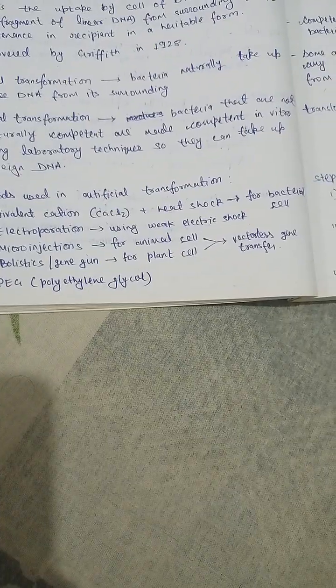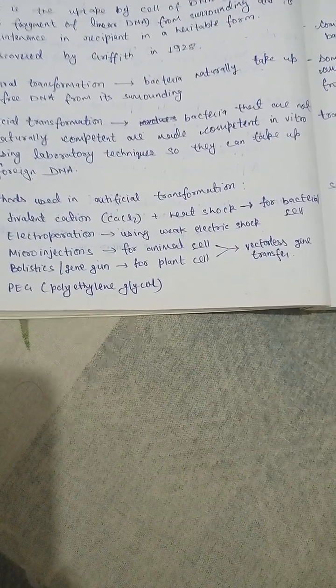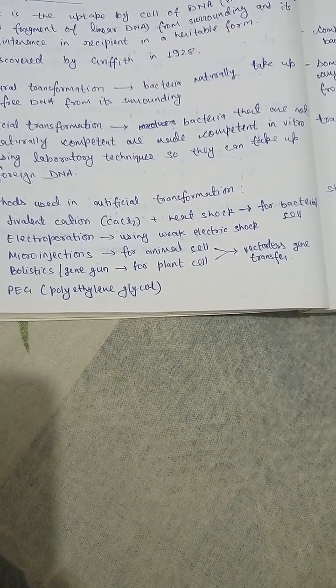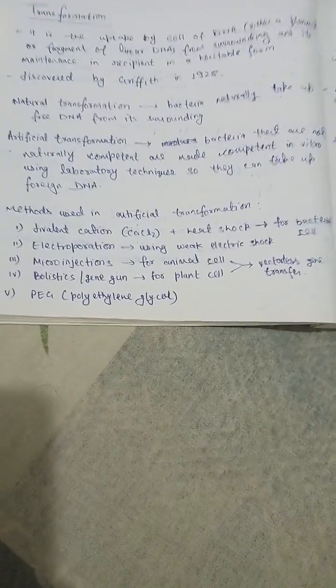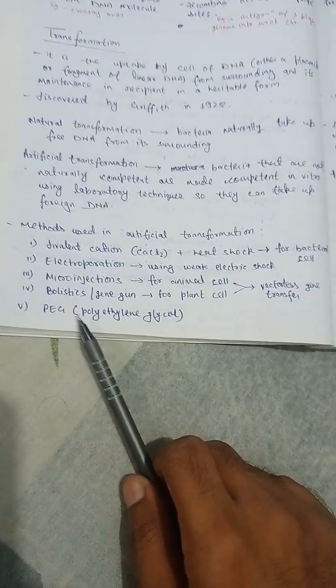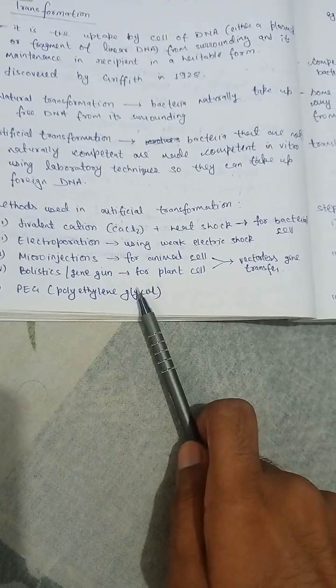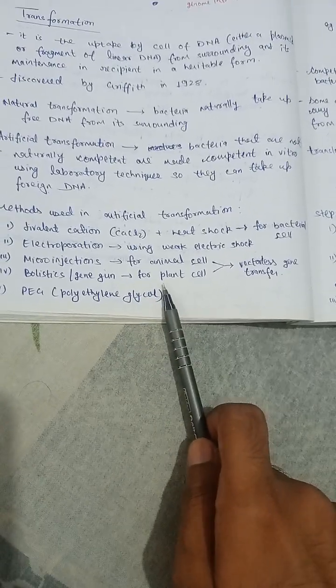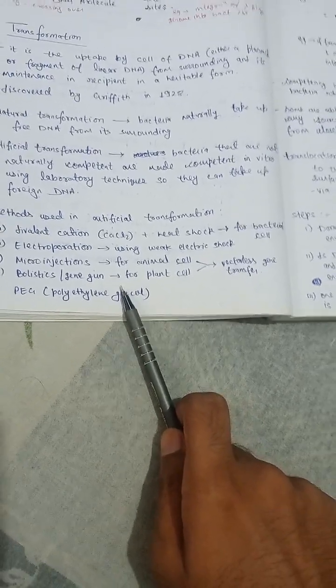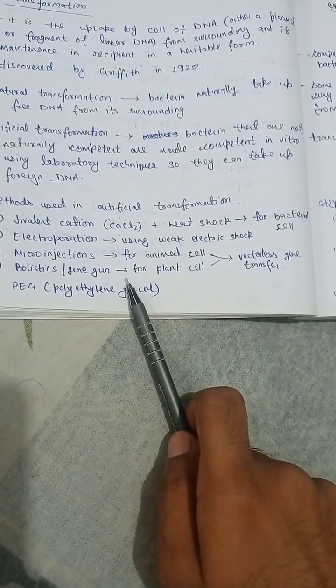Microinjection and ballistics, or gene gun, is another way. Microinjection is suitable for animal cells, and the gene gun, also known as ballistics, is suitable for plant cells. And the last method is using PEG. PEG stands for polyethylene glycol. This is a chemical, and it can also be used to make bacteria artificially competent.